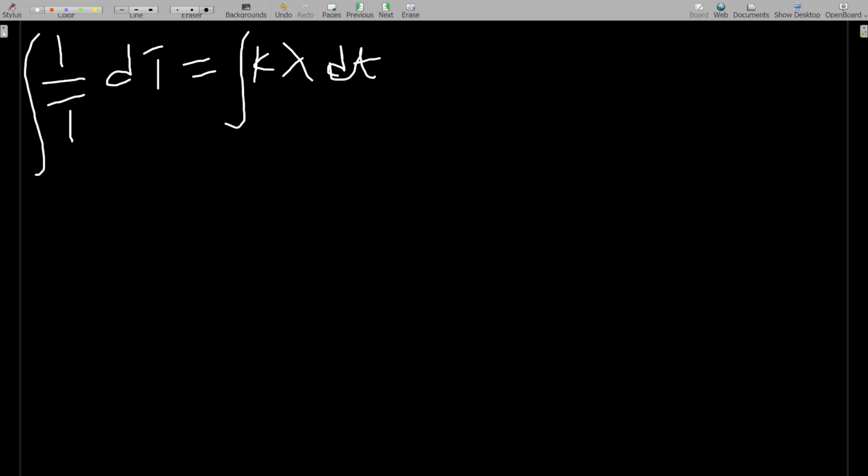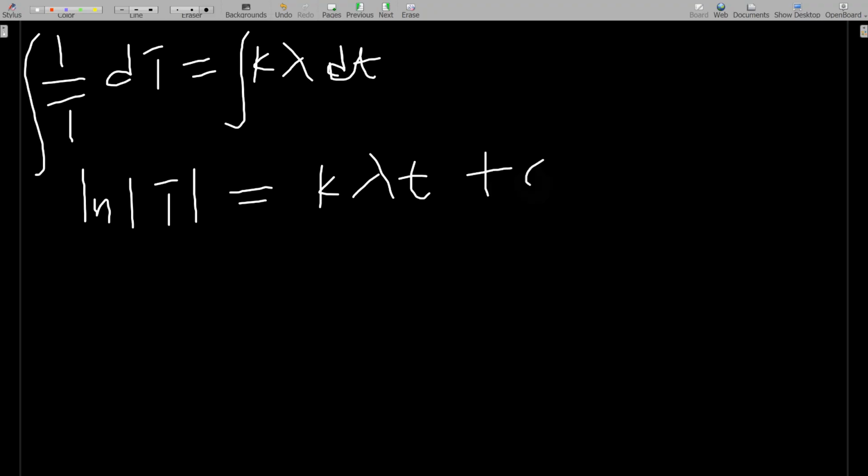So we have 1 over t d capital T equals k lambda d of small t. If you integrate this side and also integrate this side, here we are integrating with respect to capital T, here we are integrating with respect to small t. That's why I said they are separable variables. We've been able to separate them. So all that you do is integrate 1 over capital T with respect to capital T, and that will give you ln of capital T, and this is equal to k lambda then small t, because k and lambda are both constant, plus a constant, let's say c.